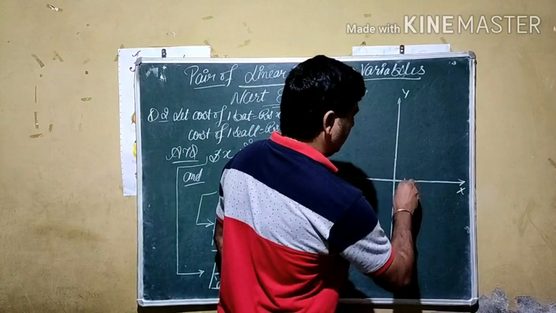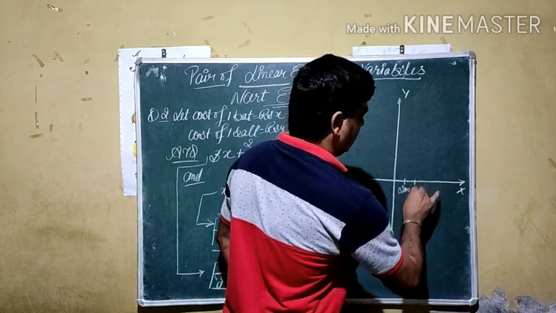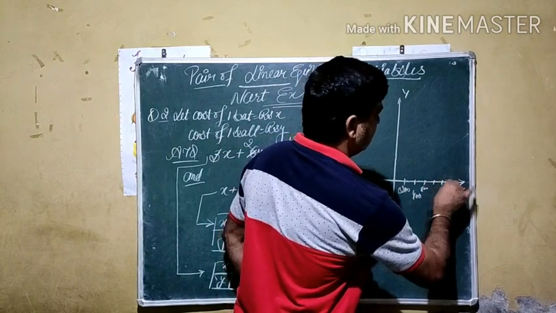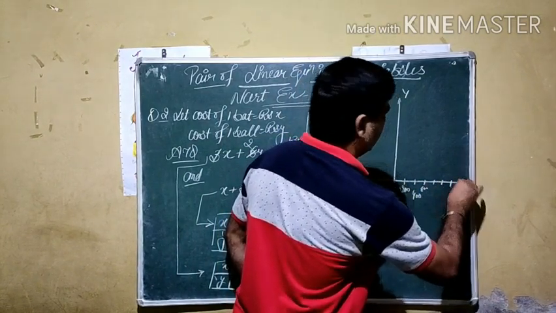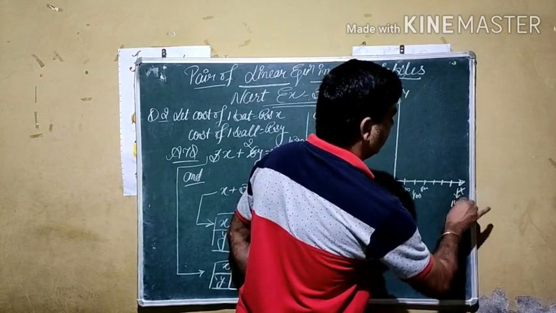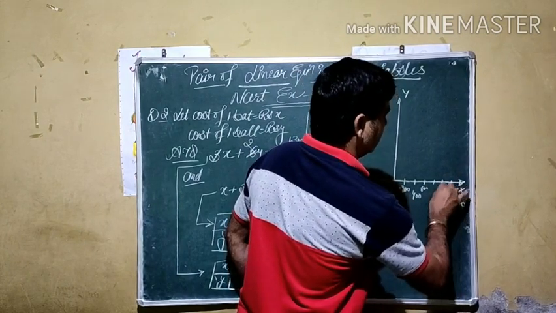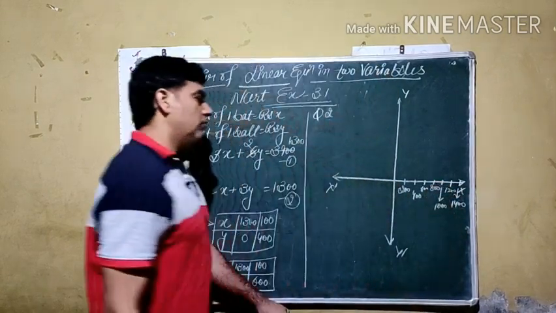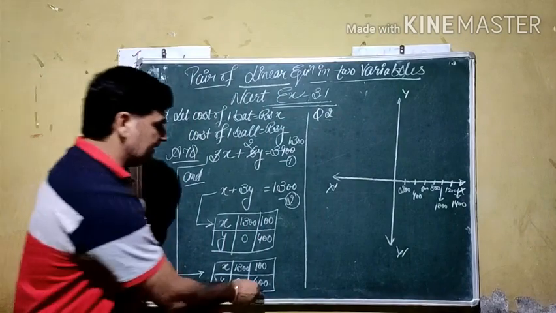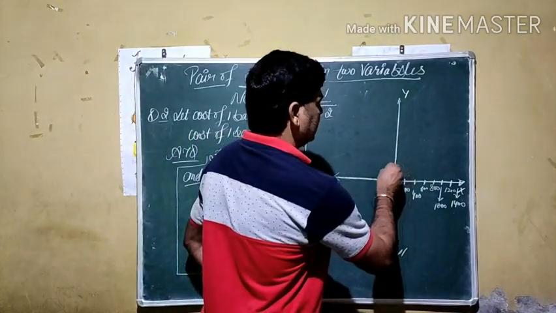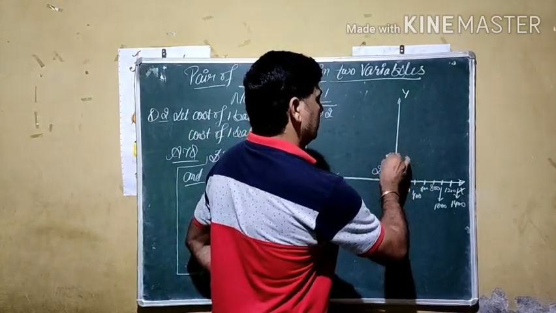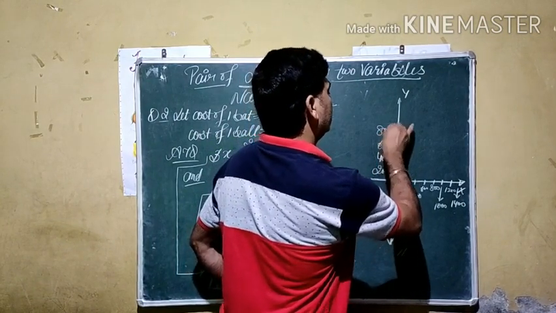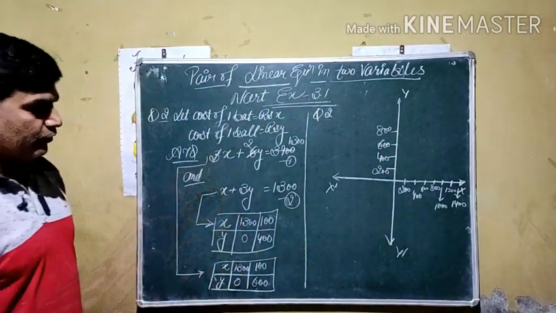It is 200, 400, 600, 800, 1000, 1200, 1400. This value is the last, 1400. This is 1200. This value is 1000, and this value is 800. On the y-axis, what is the highest requirement? 600. So we are taking one box as 200. It becomes 400, 600, 800. There is no need of negative values, so we are taking only positive values.